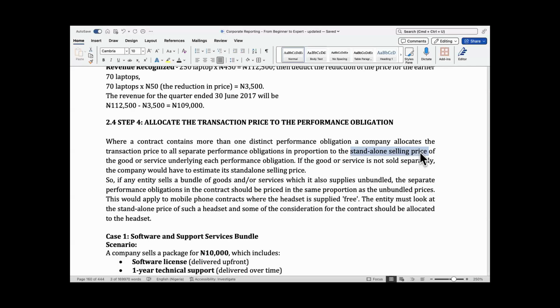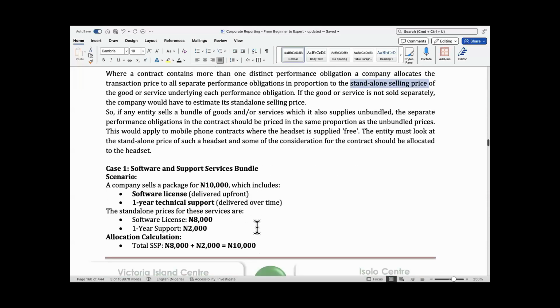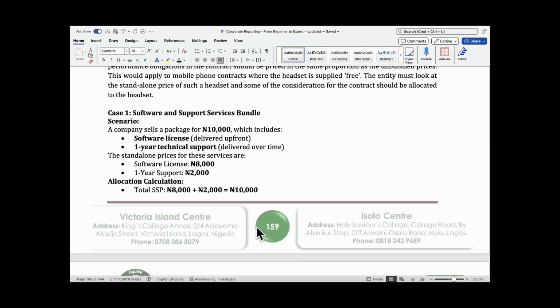The standard says that you need to find their standalone selling price. You can get it internally if you normally supply those services separately, then it's easy for you to get their standalone selling price, because their standalone selling price is how much you normally sell them to other customers. It is on that basis that you are going to share that bundled price. Let me show you cases so that you can see that allocation live. So let's look at case 1.